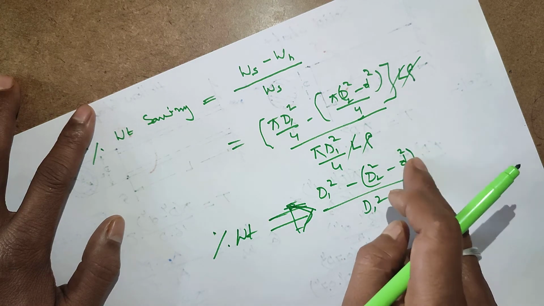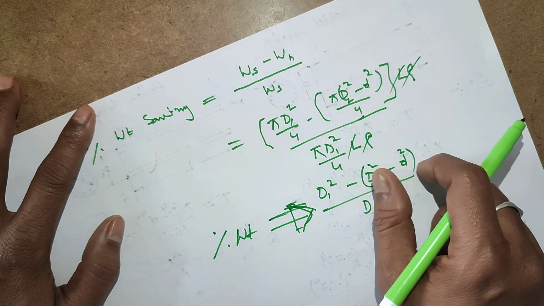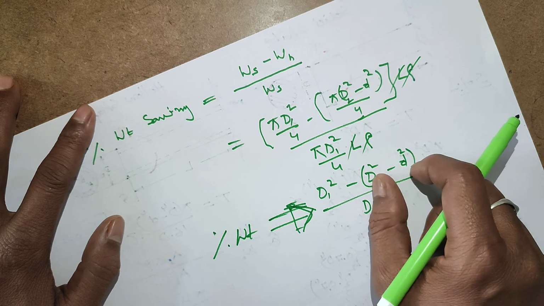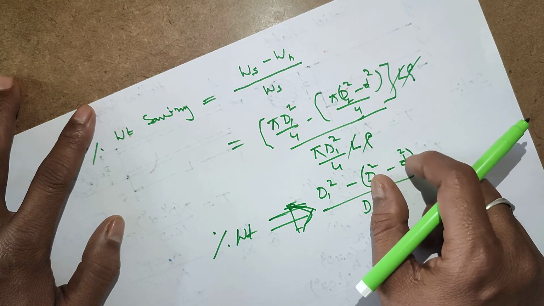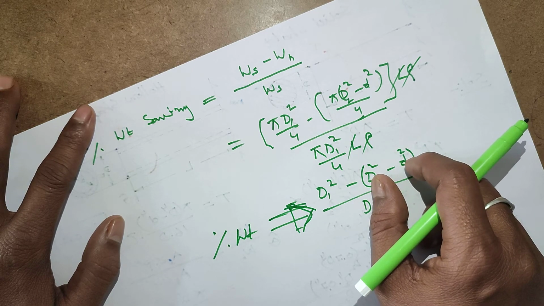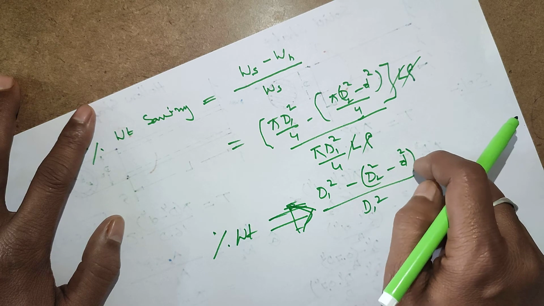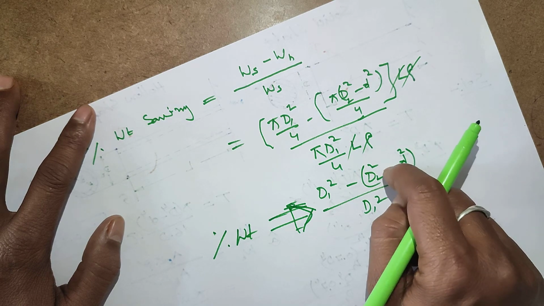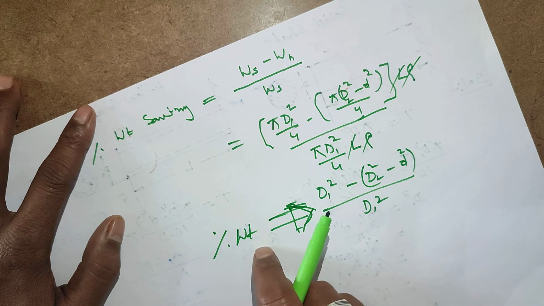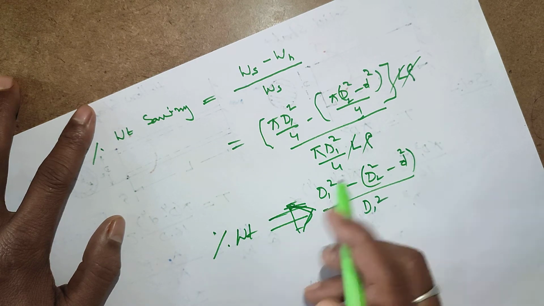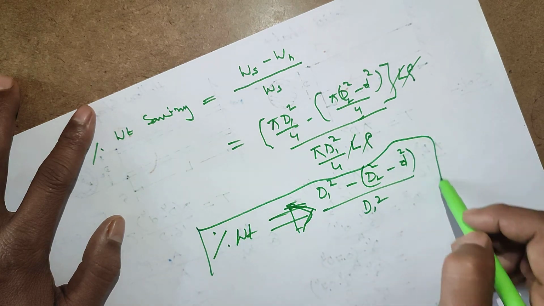By substituting only the ratio between the outer diameter and inner diameter of the hollow shaft, if you know the ratios, you can easily get the percentage of weight saving. This is the standard formula. So like this you can solve.